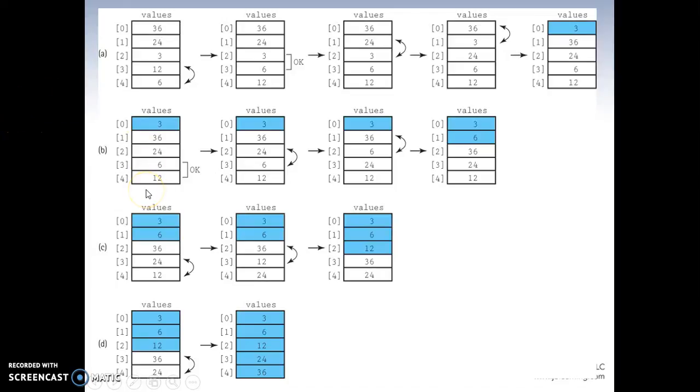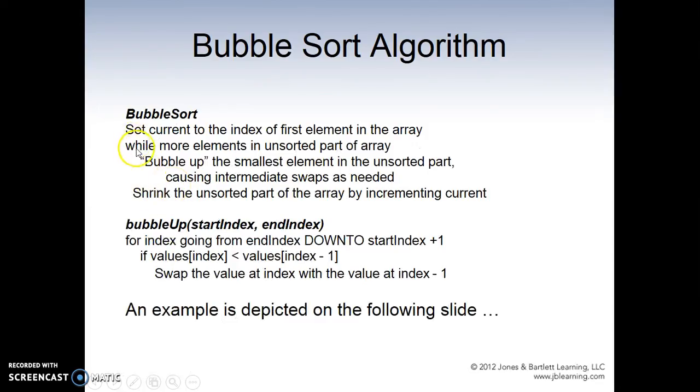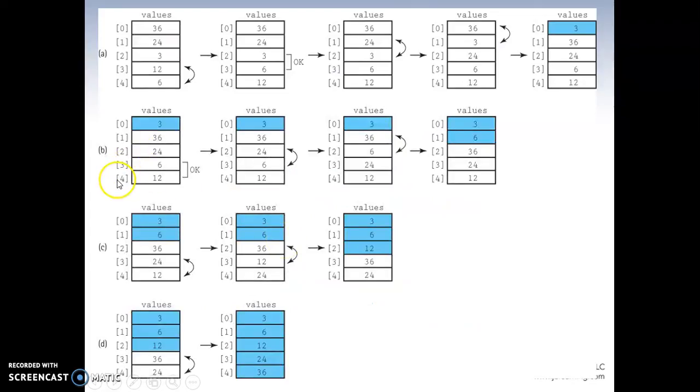We're going to repeat that again, right, with the unsorted part. So let's look at the algorithm. While there are more elements in the unsorted part of the array, we do it again. Do the bubble up. Now the bubble up at this point, index going from end, right, to... we can see start index and end index are going to be different depending on the while loop here, which is now start index is 4, end is 1, right?